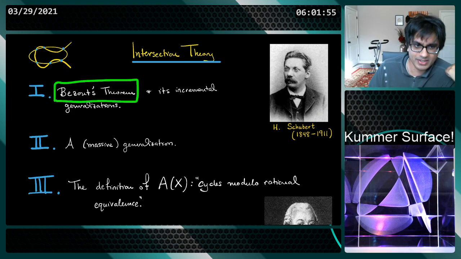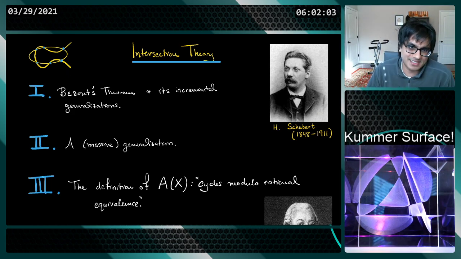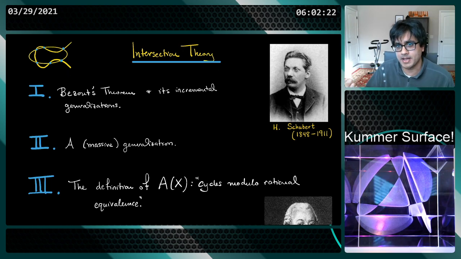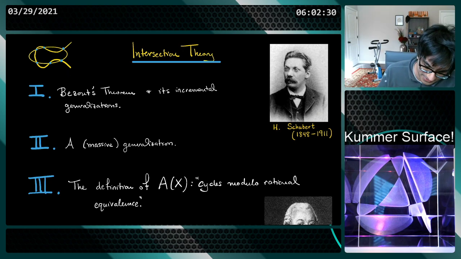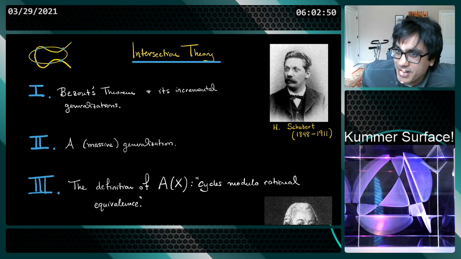The first basic instance of a hint that there might be something like a Chow ring in the background is Bezout's theorem. I'll talk about what it is, what it says, its incremental generalizations, how those generalizations led to the development of modern commutative algebra, in part, and then a massive generalization. In fact, the massive generalization of Bezout's theorem is the Chow ring, that it exists. Okay, A of X exists. That's a massive generalization of Bezout's theorem.